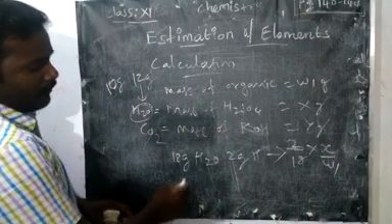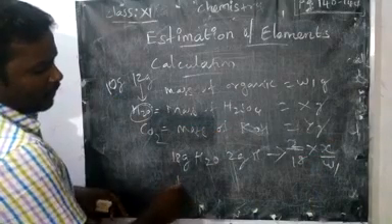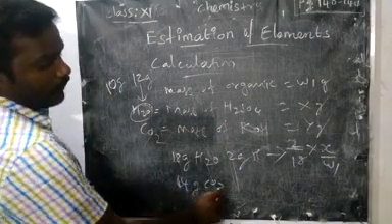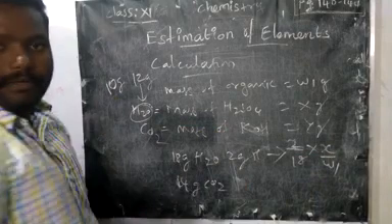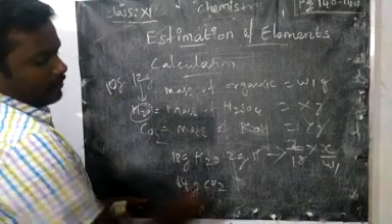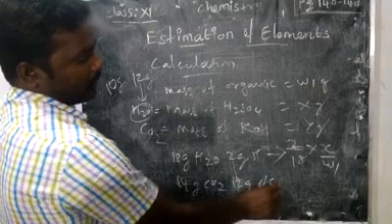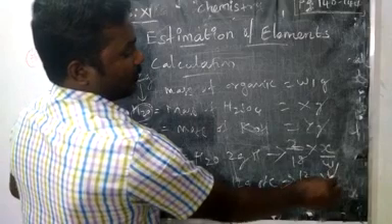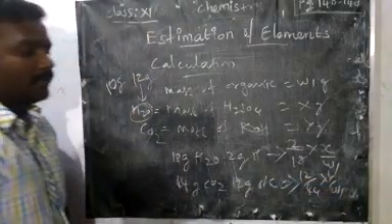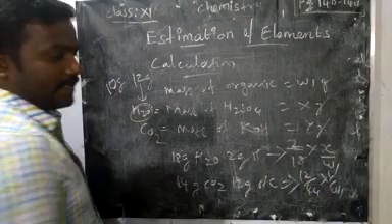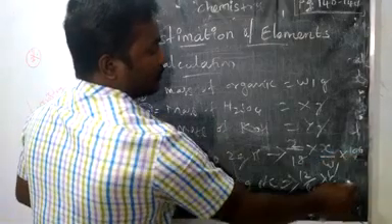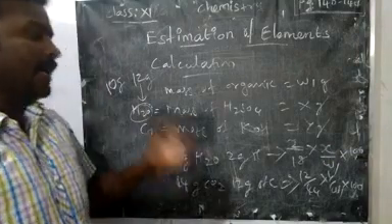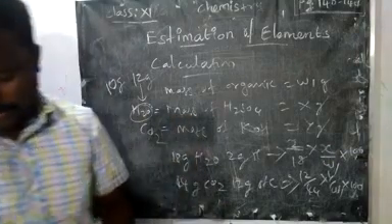The same way for carbon dioxide, 44 gram of CO2 will give, what is the atomic weight of carbon? 12 gram of carbon. Then 12 out of 44 means Y out of W1. We want to find it in percentage, so we multiply both by 100. So this is the formula to find the carbon and hydrogen present in the organic compound, right?